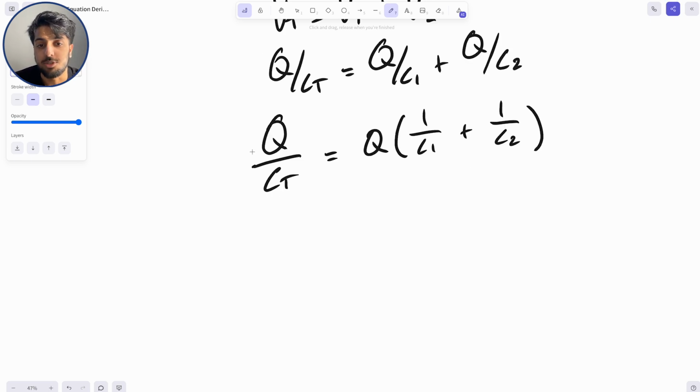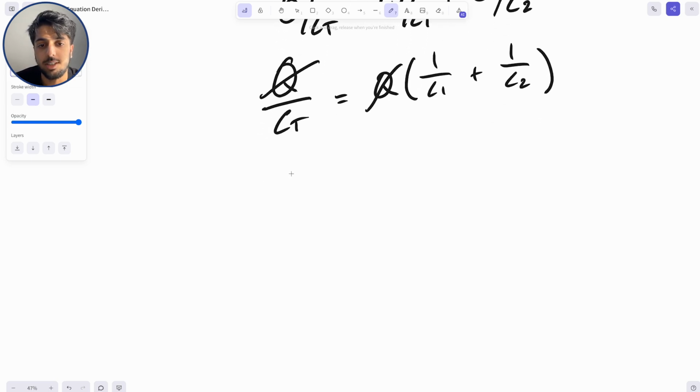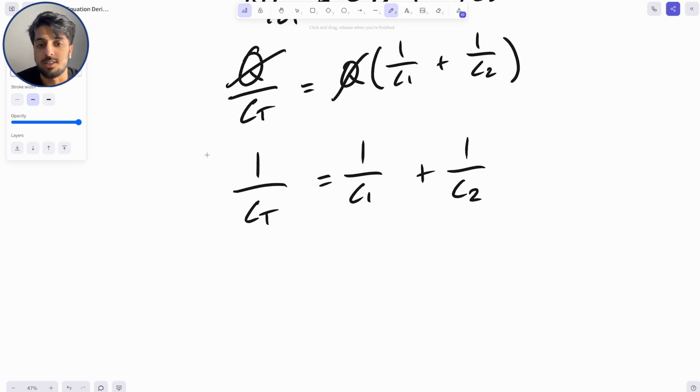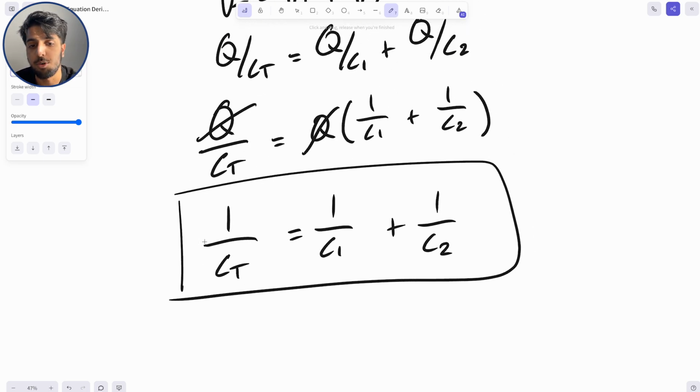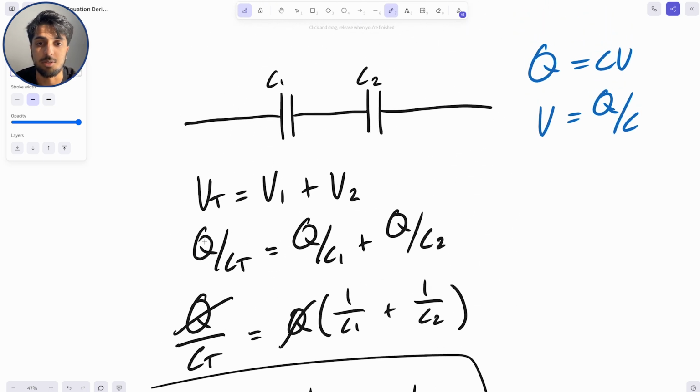Now we can divide both sides by our charge as they're the same on both sides, and we get 1 over C total is equal to 1 over C1 plus 1 over C2. And as you can see, this is our capacitance equation for capacitance in a series circuit.